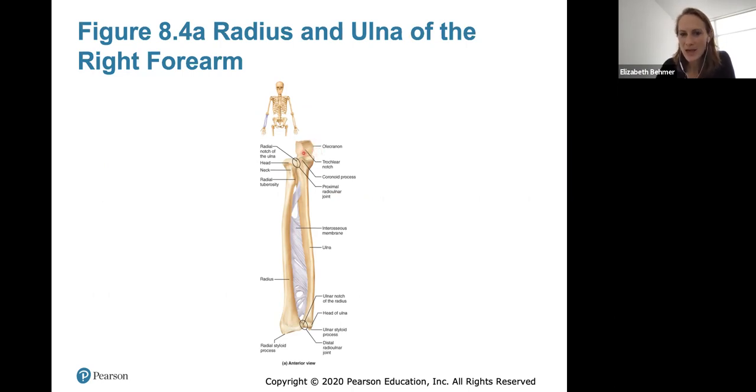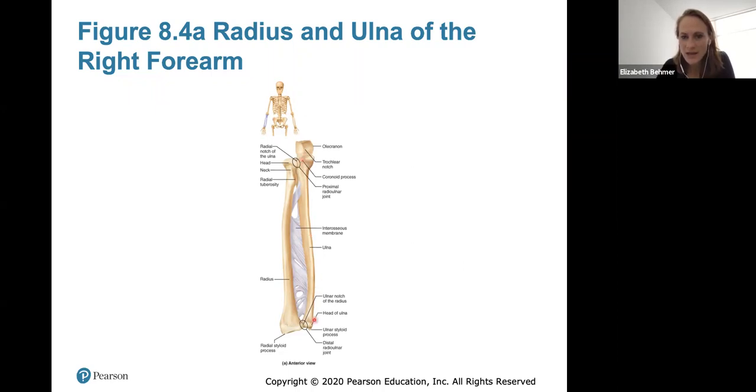Inside the olecranon, we have a smooth curved surface, which is called the trochlear notch. And that's the part that will articulate with the trochlea on the humerus. The coronoid process is a little piece that juts out from the trochlear notch.